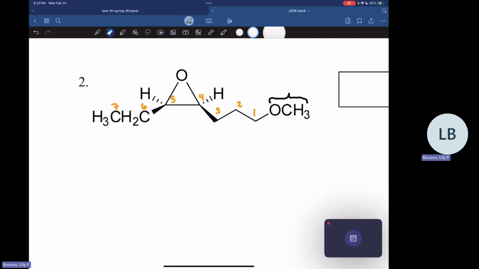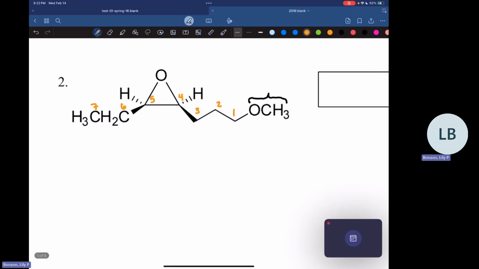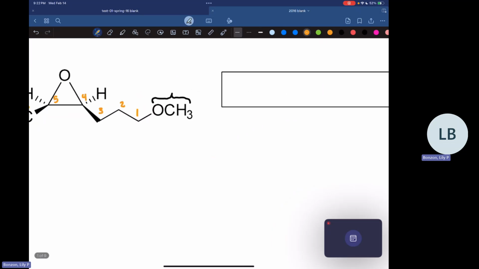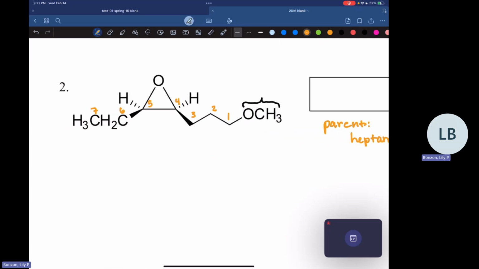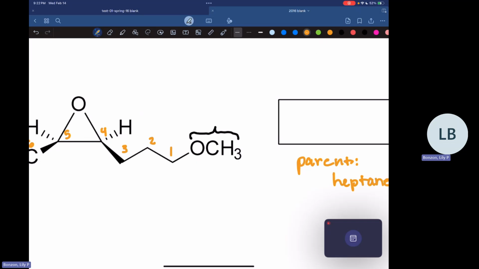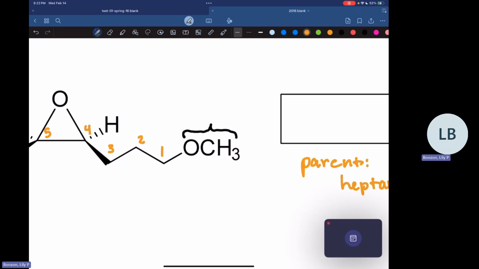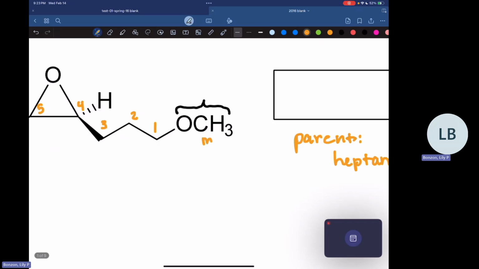All right. So our parent chain, 7 carbons, we're going to have a heptane. All right, and then for our substituents, again, we've got this ether. And so remember, ethers are going to be named as alkoxy groups. So in this case, we have a methyl on that ether oxygen. So this is going to be methoxy, and that's on carbon 1.